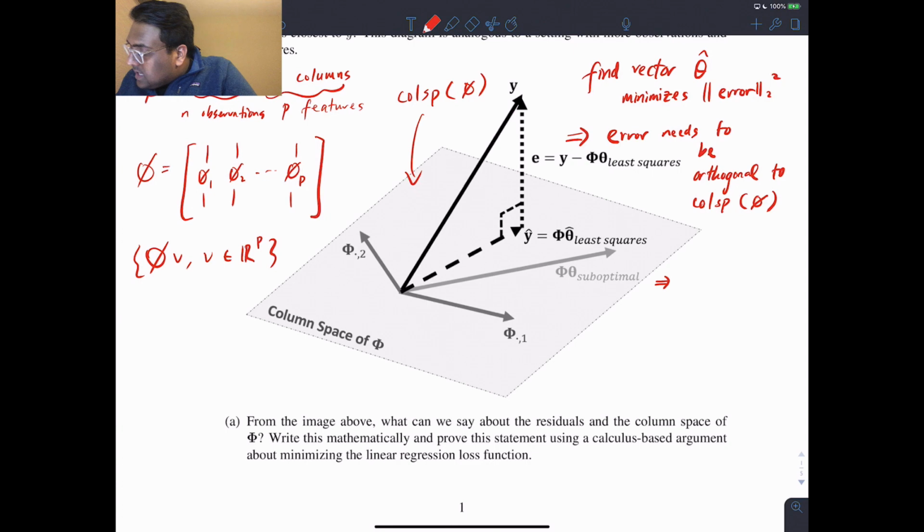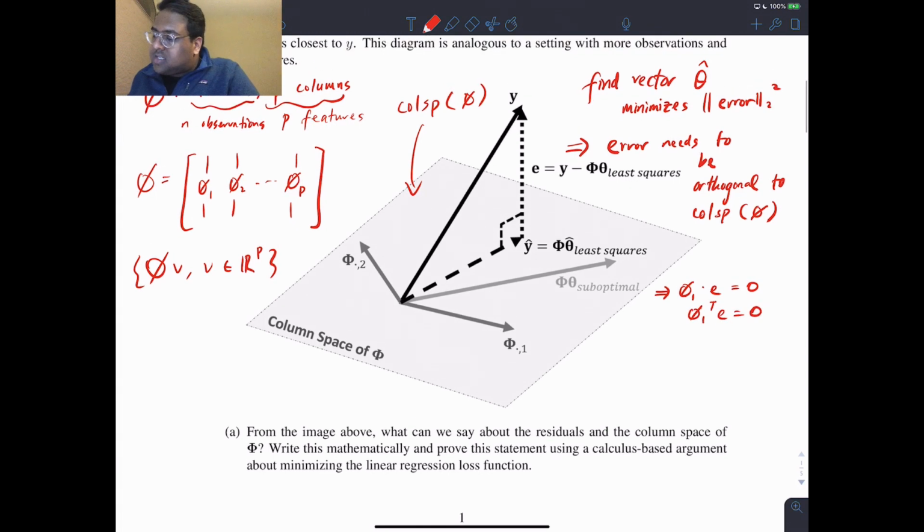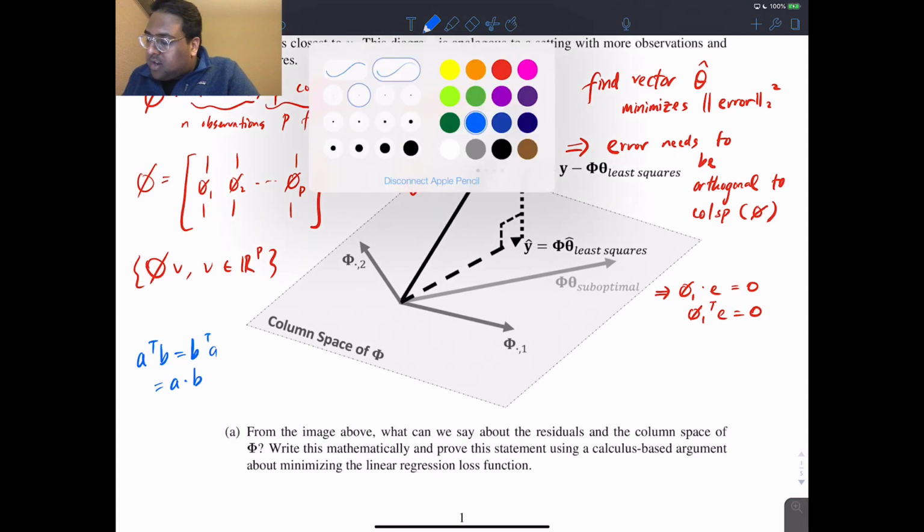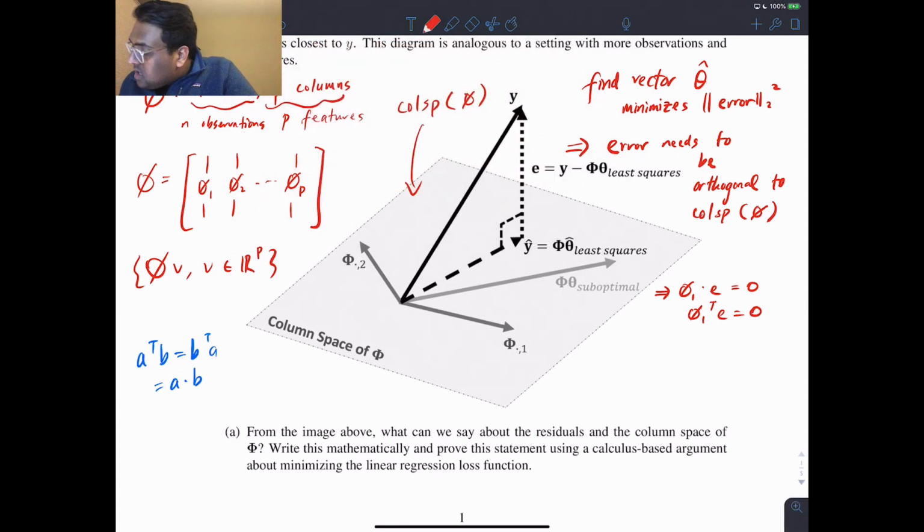So the dot product of phi 1 and the error needs to be 0, but another way we can write that is phi 1 transpose the error is 0. Just as an aside, A transpose B and B transpose A both equal the standard dot product we've seen before, if A and B are both vectors. We also need that the second column in phi is orthogonal to the error, and through the pth column is orthogonal to the error. Putting all that together, we can say that phi itself has to be orthogonal to the error.